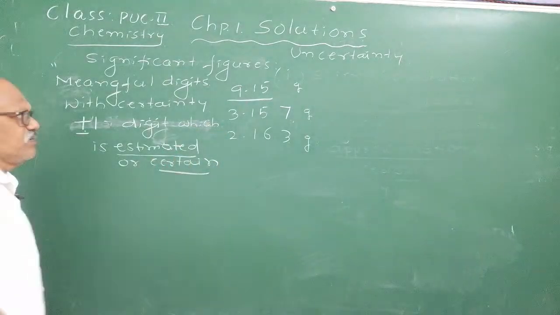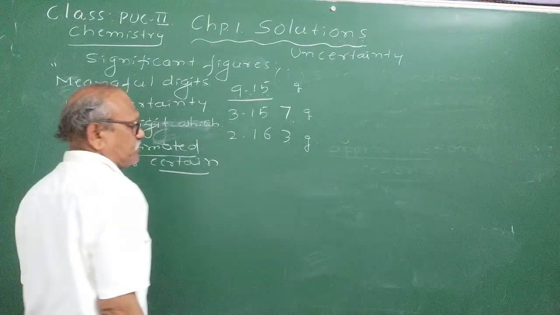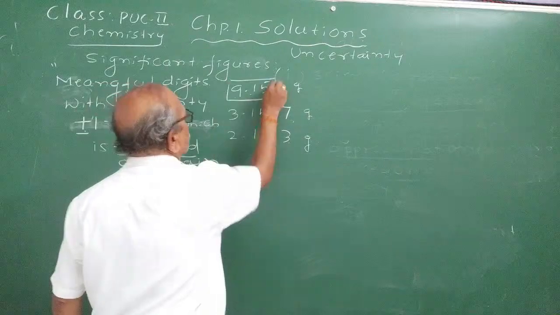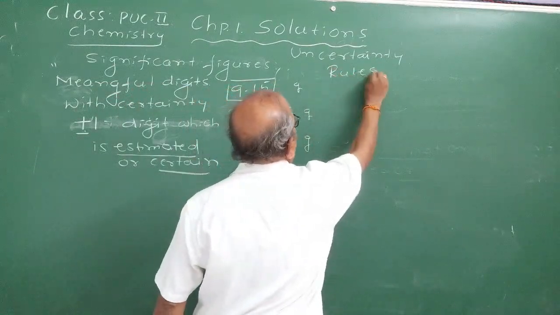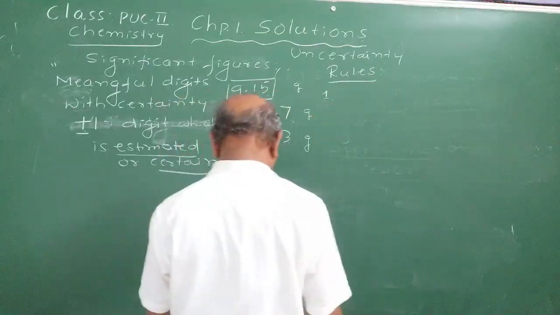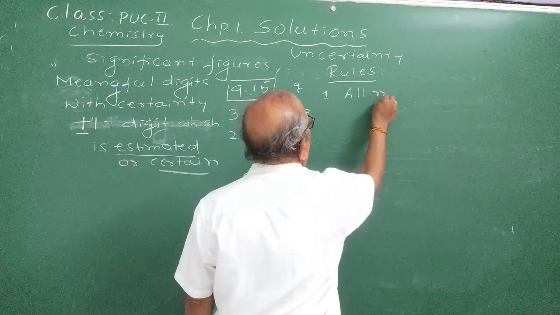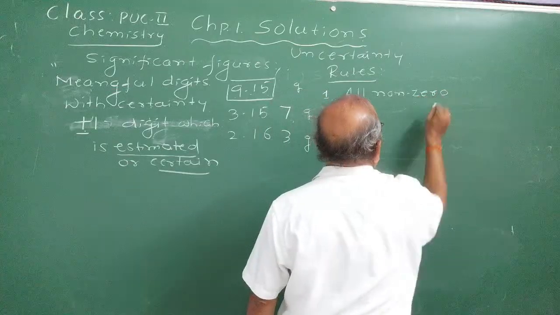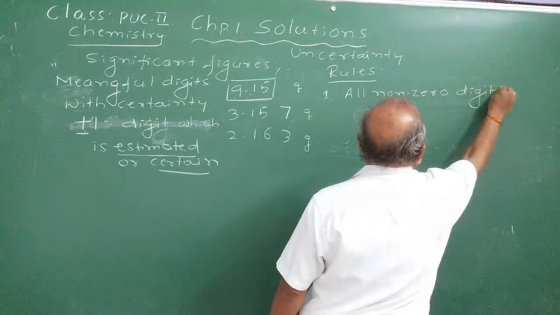For example, if you measure a mass of a substance as 9.15 grams, right? So here there are some rules of deciding significant figures. The first rule is, all non-zero digits are significant. I will go on giving you examples first. Non-zero digits. You can note down, open your notebook.